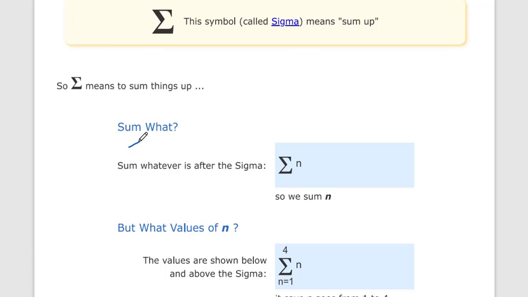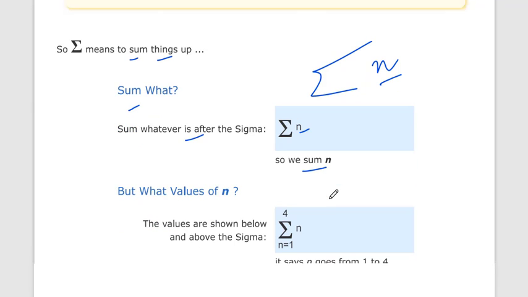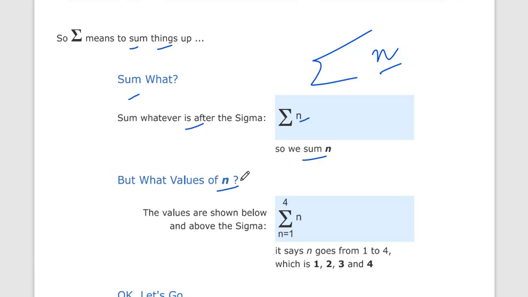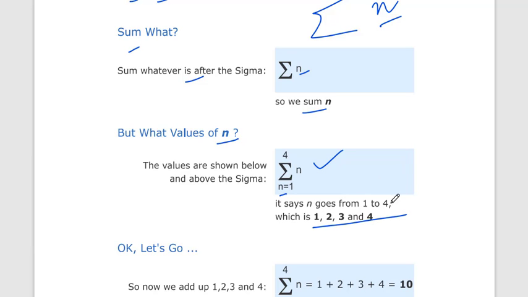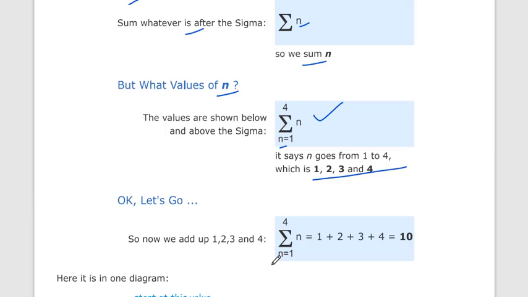But what do we have to add? Whatever we have to add, we write after the sigma symbol. So here sigma and n means we sum n numbers. But what is the value of n? The values are shown below and above the sigma. Here it says n goes from 1 to 4, which is 1, 2, 3, 4, and we sum these 4 terms, so it becomes 10. This is how we use sigma.